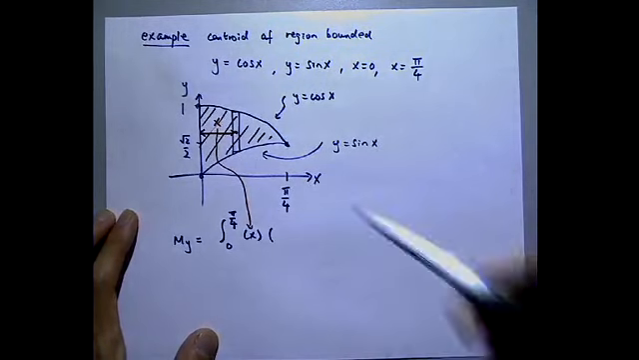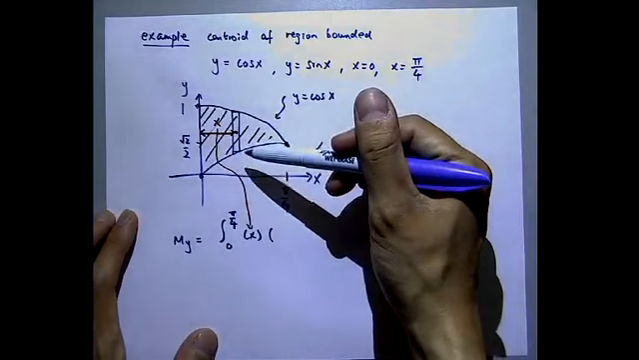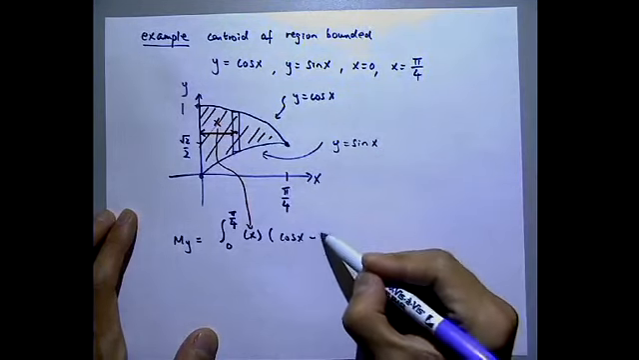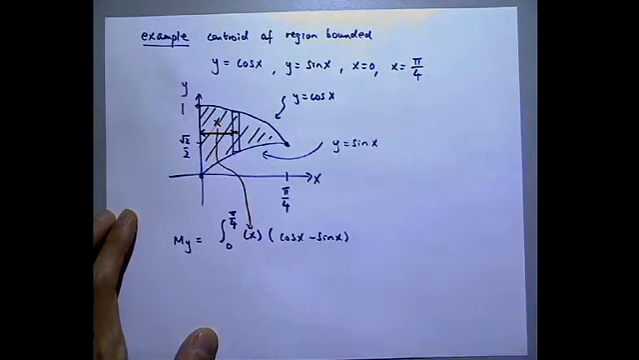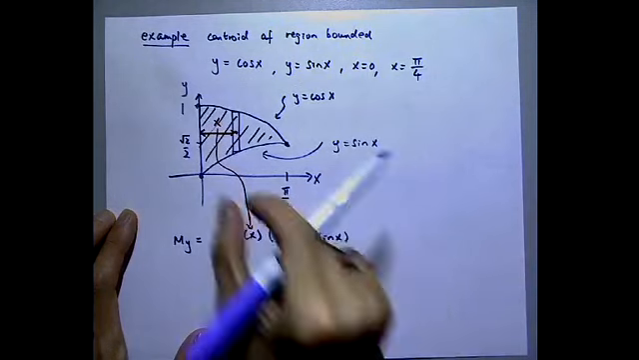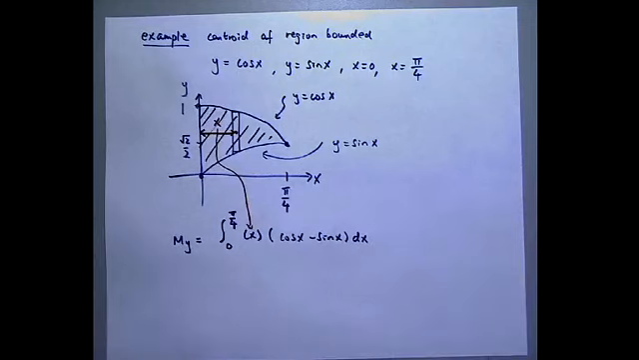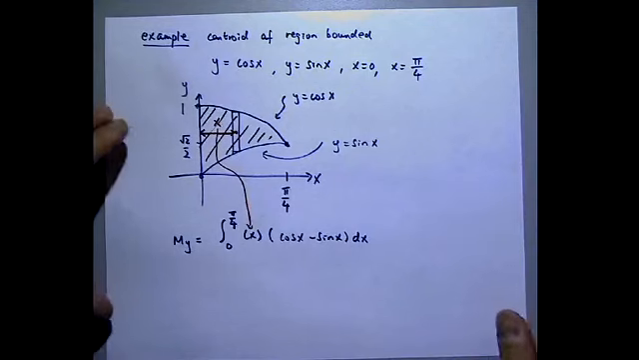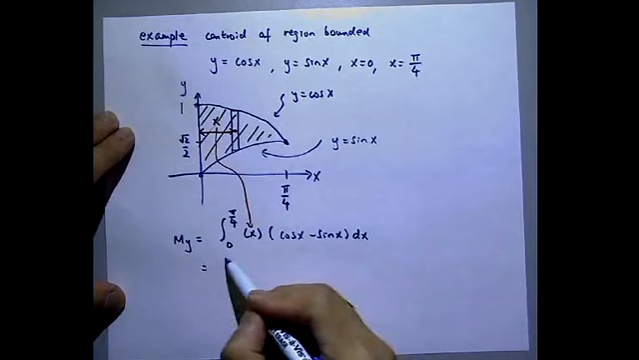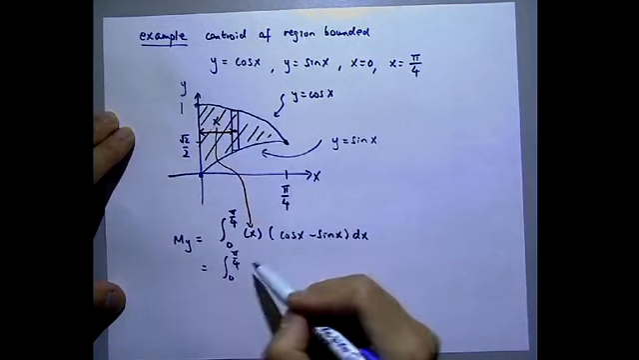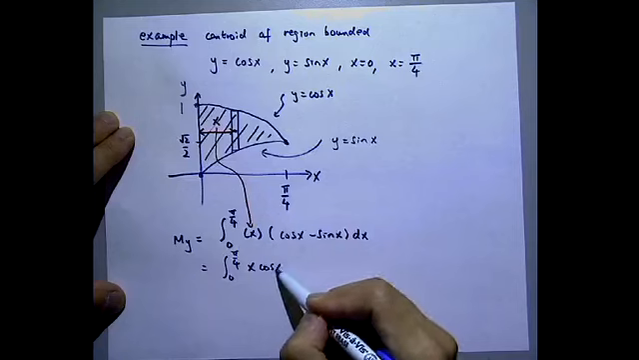Then the mass of that rectangle: top minus the bottom times the thickness, dx, okay? So what do we get? We get, let's split this into two integrals.